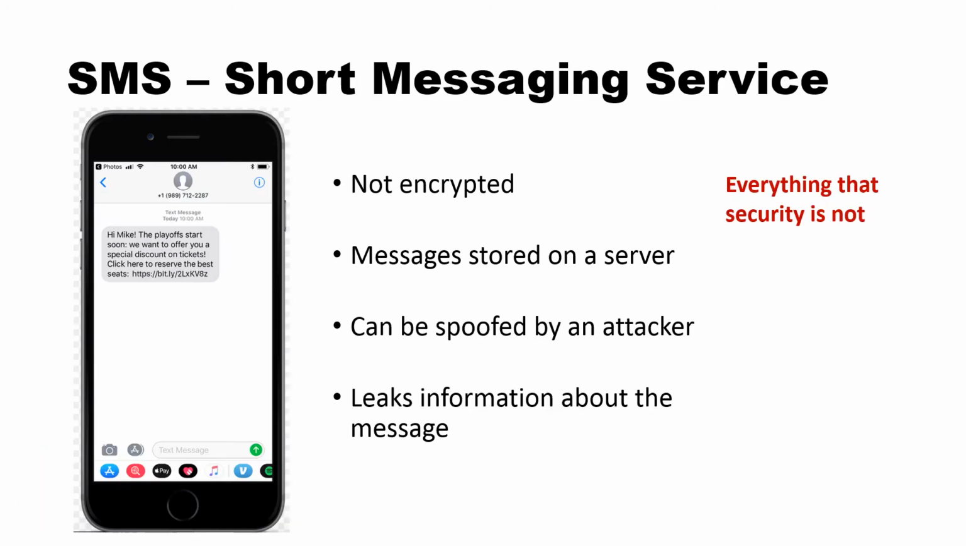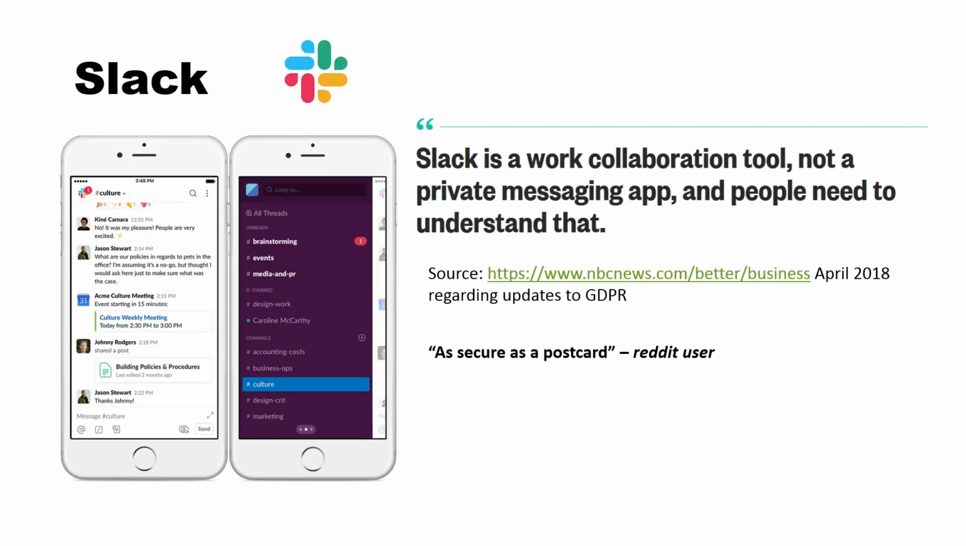Let's start with the basics. Simple SMS, the short messaging service. You can send text and pictures, but you may not realize you are also sending location and device information along with each message. This allows your device to be spoofed or impersonated by an attacker. In short, SMS is everything that security is not. Slack is a popular messaging tool, but as you can see, it was not intended to be secure. Employers can review records of your communications if you use it for work, and anyone can intercept your messages.